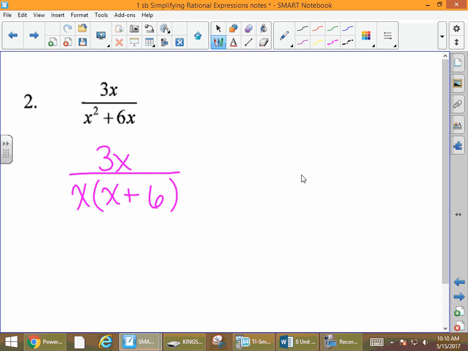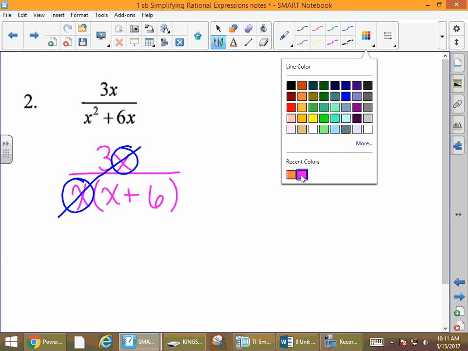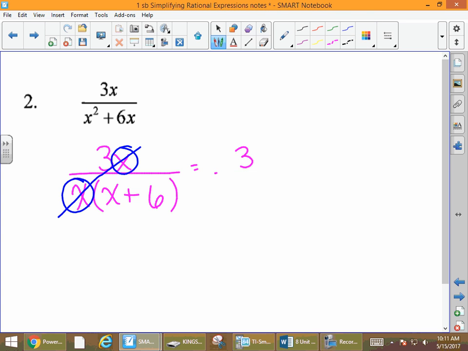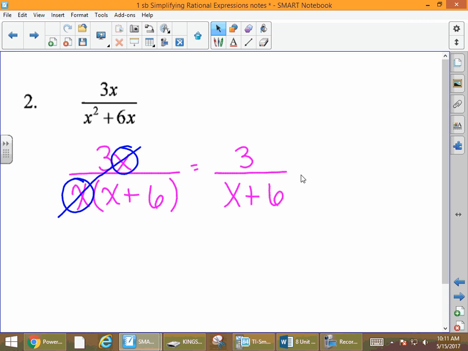Then we need to ask ourselves, do we have anything exactly the same on the top and the bottom? Some people might be thinking, no, we don't have anything. But what we really do have is an x in the numerator and an x in the denominator, and we can cancel those out. x divided by x is 1. We're left with our remaining values of 3 divided by x plus 6. Factoring is the key here. We need to be able to factor.